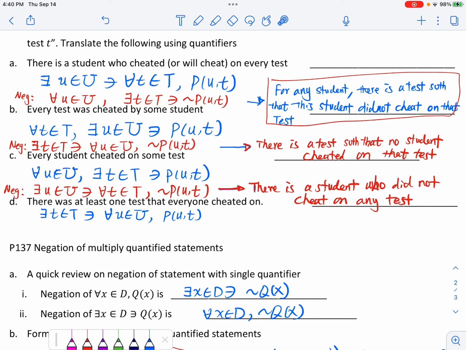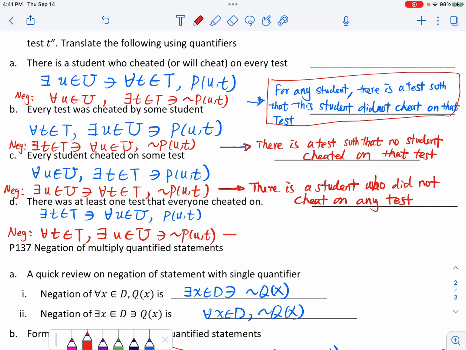Let's look at the last one. The negation, again, without even looking at the original statement, just looking at the symbolic form, is pretty easy to negate: for all t in T, there exists u in U such that not P of (u, t). So in other words, you let people pick any single test. We can always find a student, and that student did not cheat on this test.